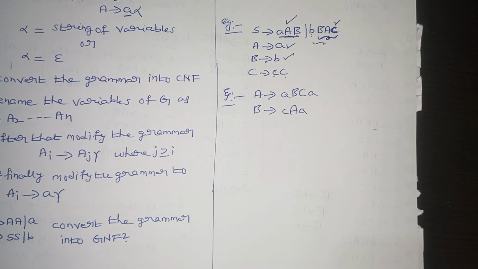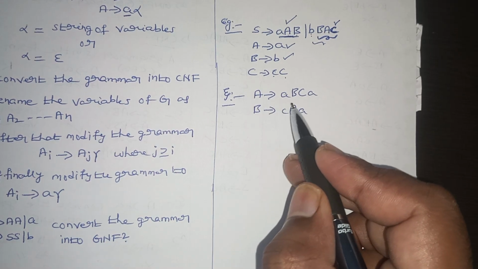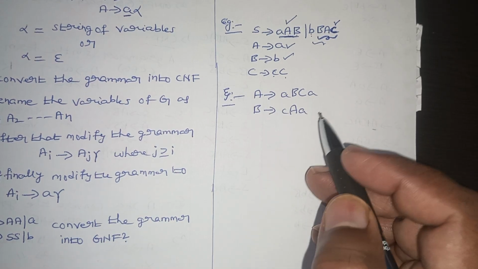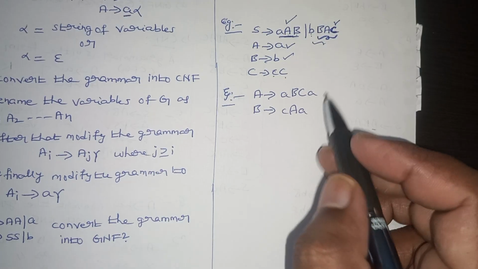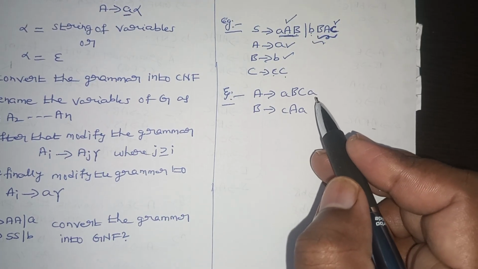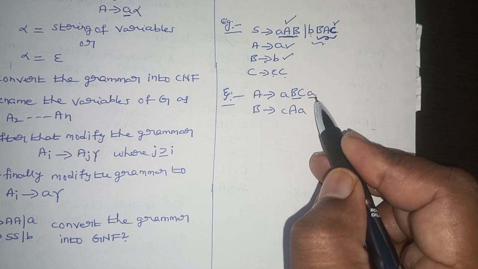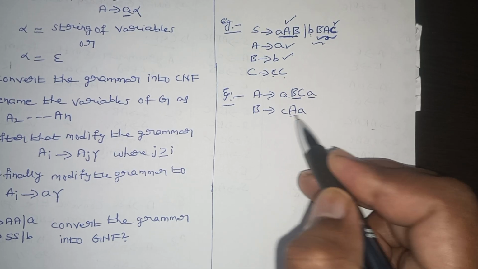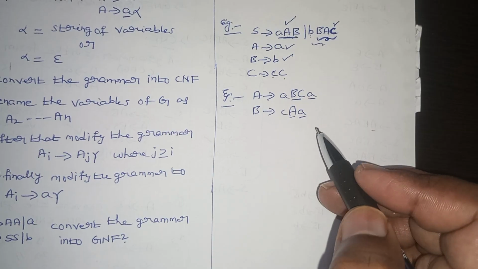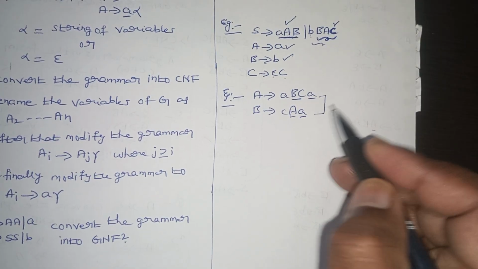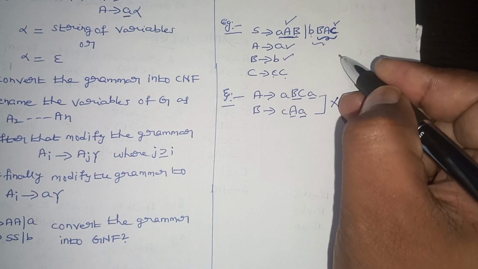For example, A tends to small a, B, C, small a. Now you see here, this is not in the GNF. Why? Because after a variable, again I'm getting a terminal. Again after a variable I'm getting a terminal. It means this grammar is also not in the GNF.